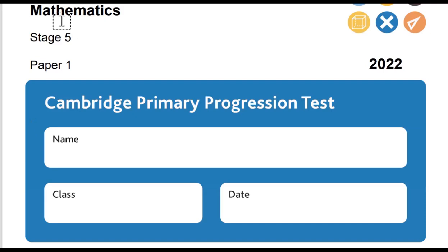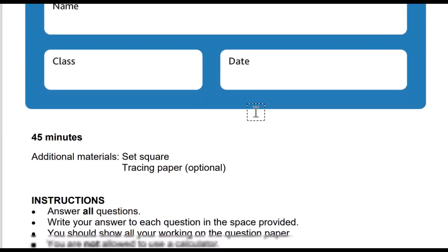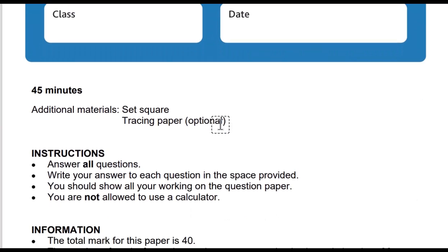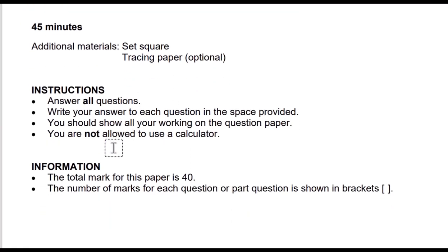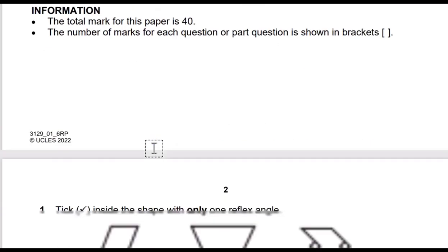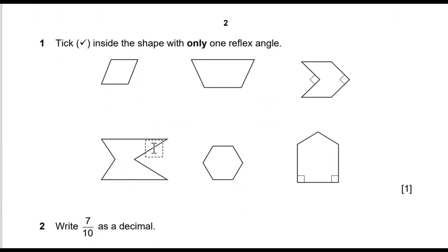Today we are going to discuss Mathematics Stage 5 Paper 1 2022. The duration for this paper is 45 minutes and you may need a set square; tracing paper is optional. Answer all questions, total mark is 40. For each question you may pause this video if you need time to get your own answer. Let's get started from question 1.